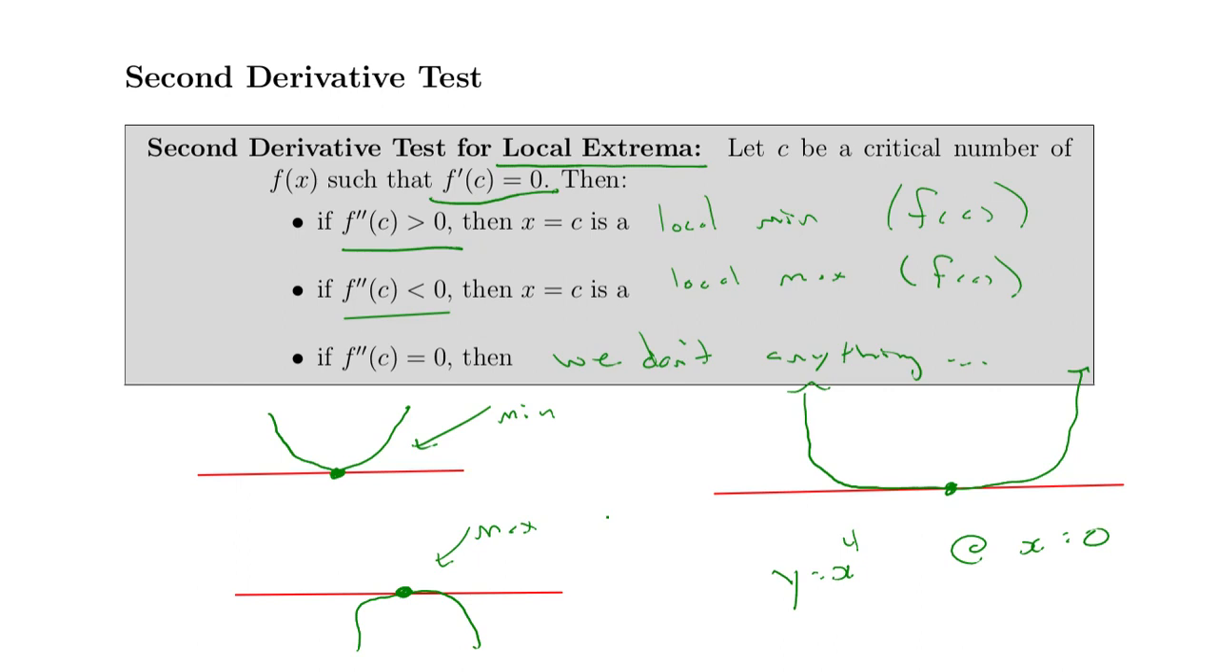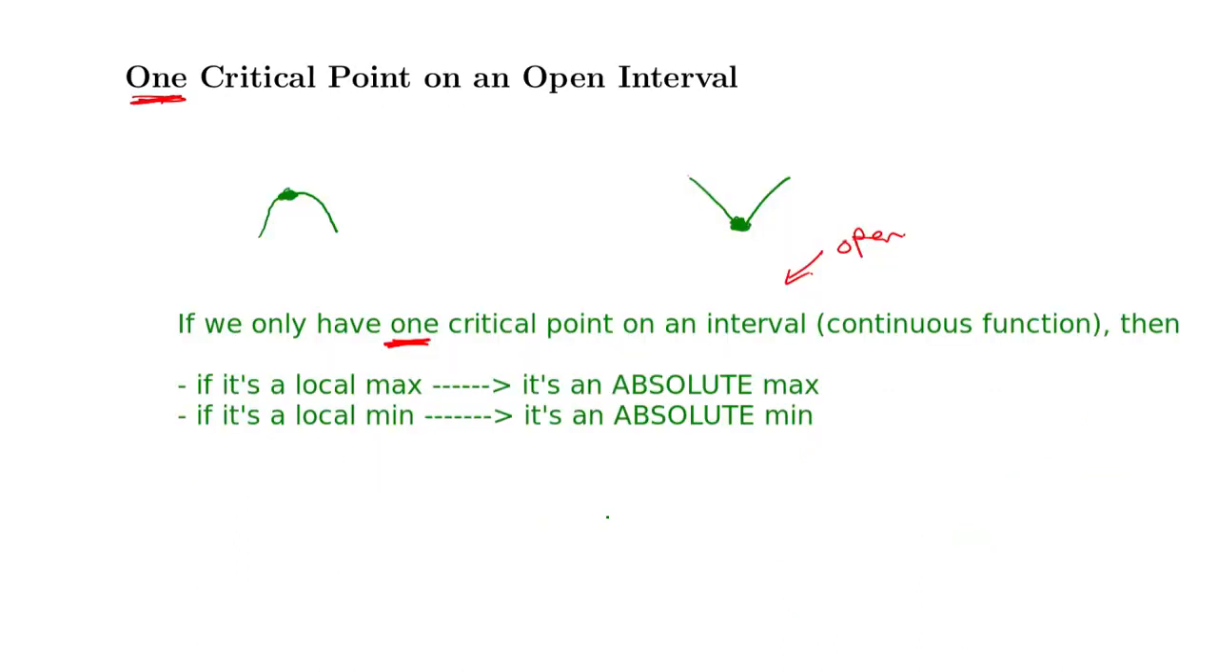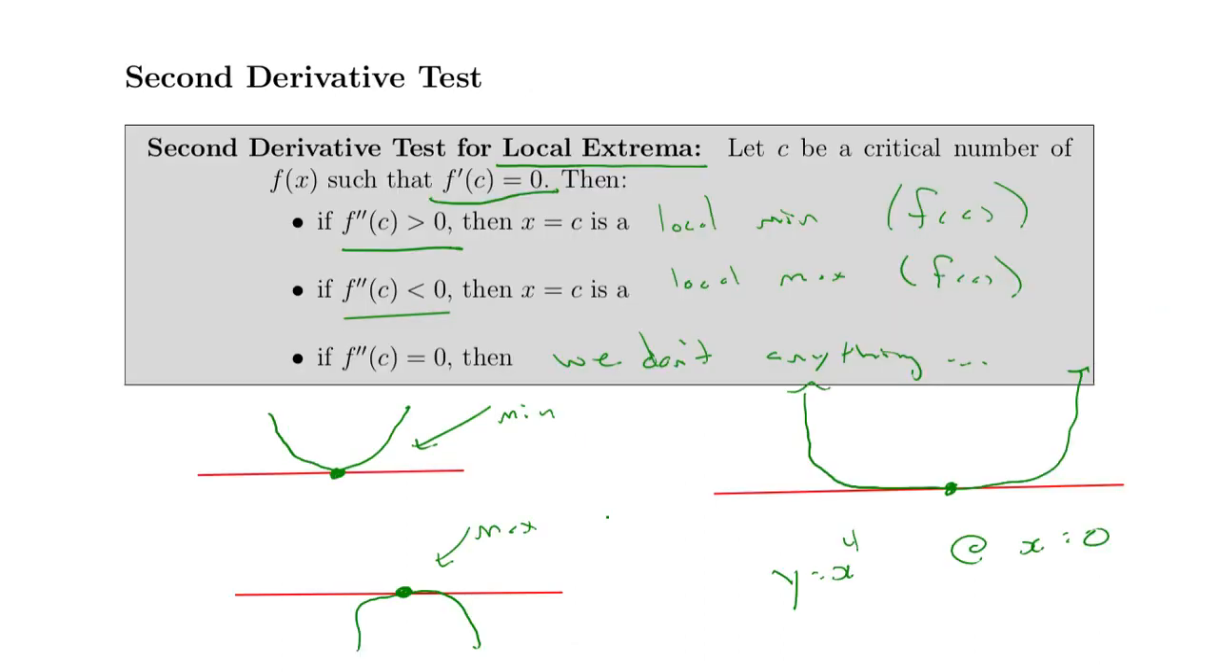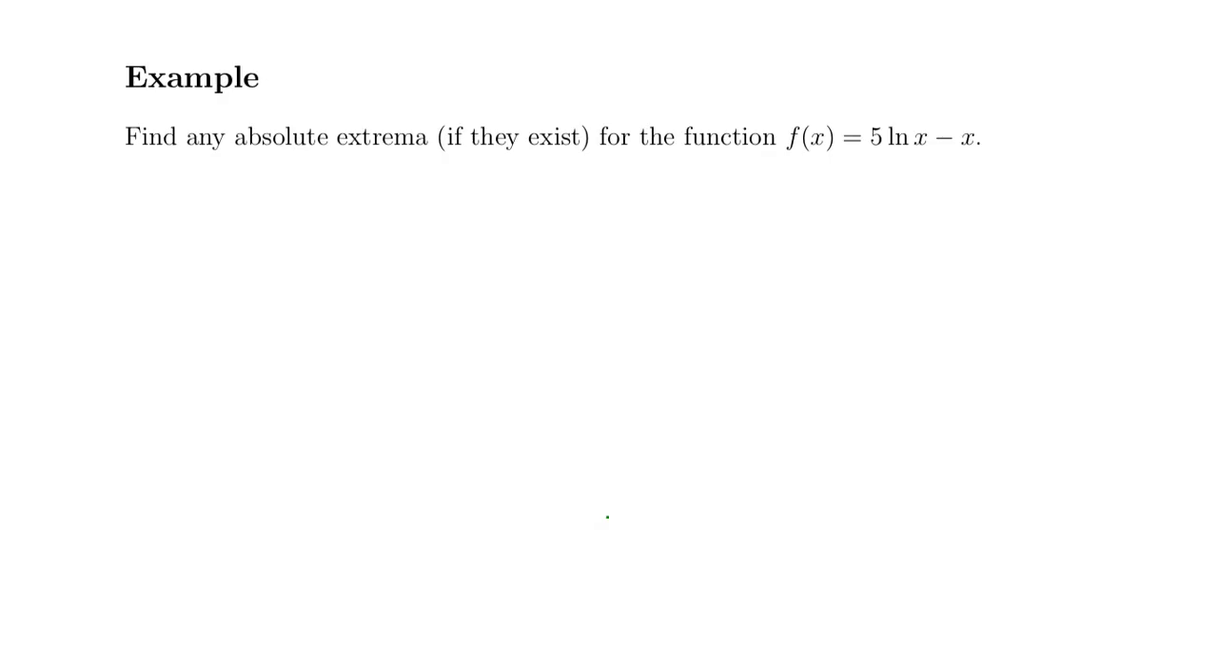So on these next two, I'm going to use this one critical point on an interval thing, and we're going to use the second derivative test just to get practice with it, to see if we can find some absolute maximums and minimums. So here's a function. Notice that the domain of this is from 0 to infinity, because we've got this natural log, it doesn't take in negatives. So this function exists on an open interval, 0 to infinity.